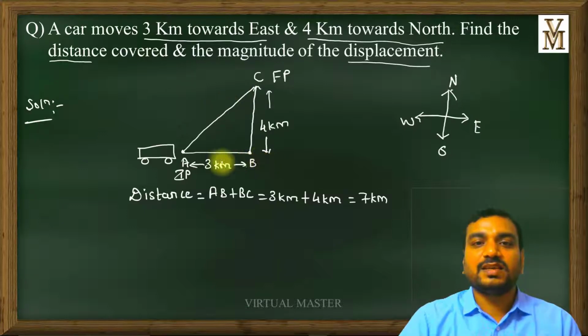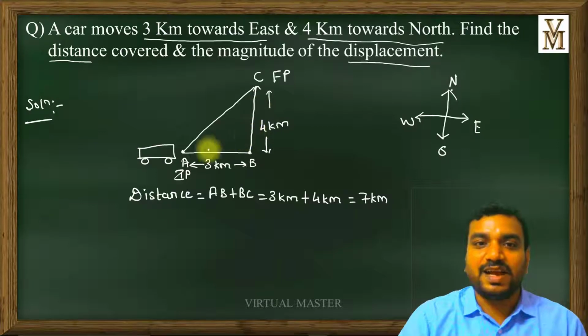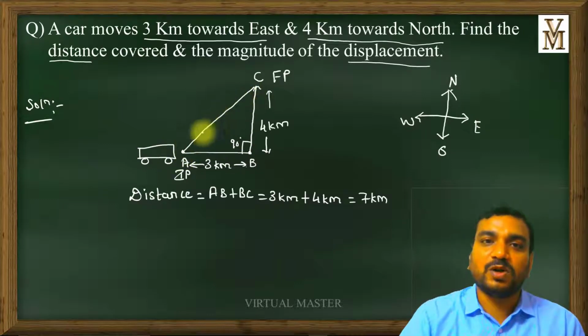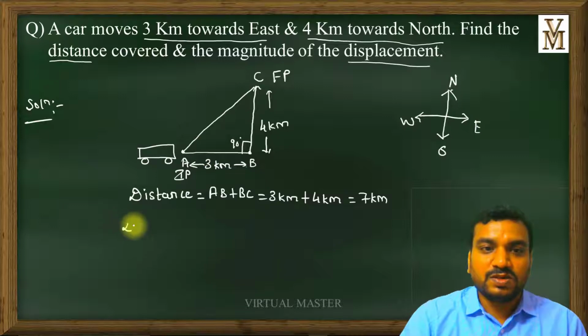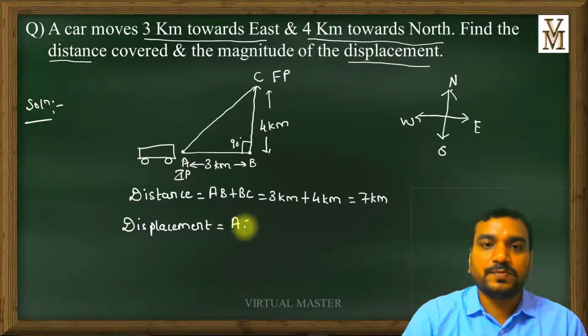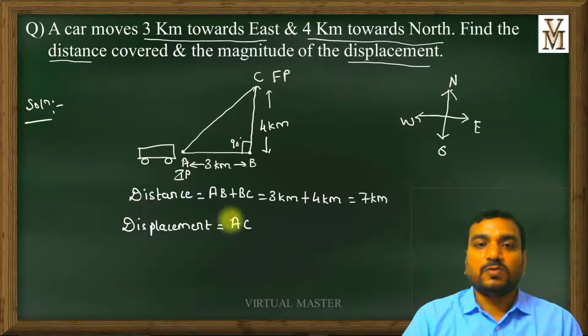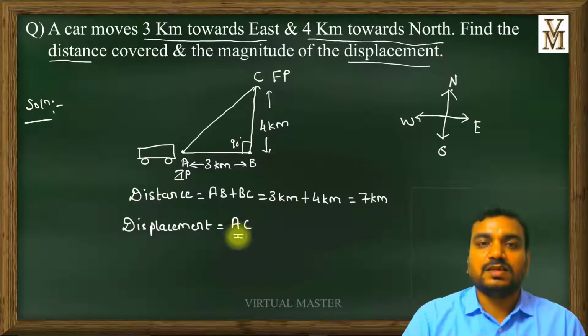Now you can see here the triangle ABC is a right angled triangle and the angle ABC is 90 degree, isn't it? And AC is the hypotenuse of the right angled triangle. So displacement is equal to AC. Okay, now we have to find the AC.